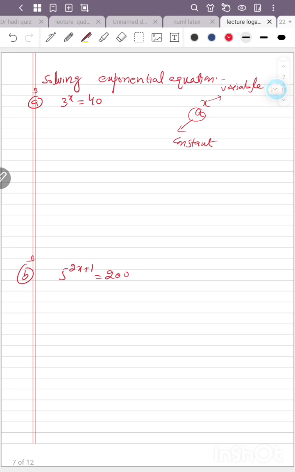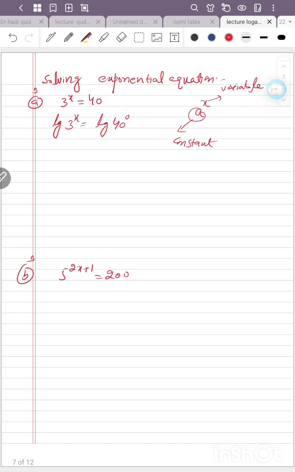So you take log both sides. If you have this type of problem, come here. You should take log both sides. What's the log we have? Take log of 3 power x equals log of 40.